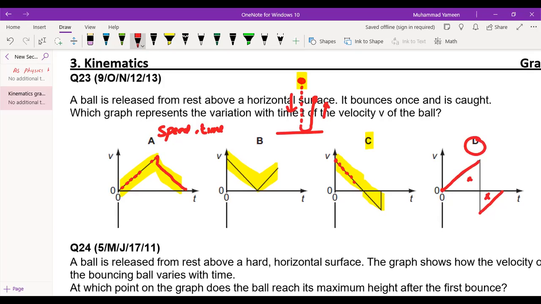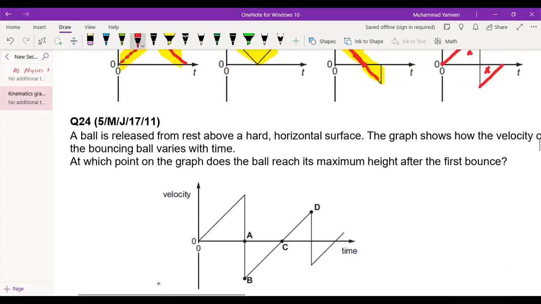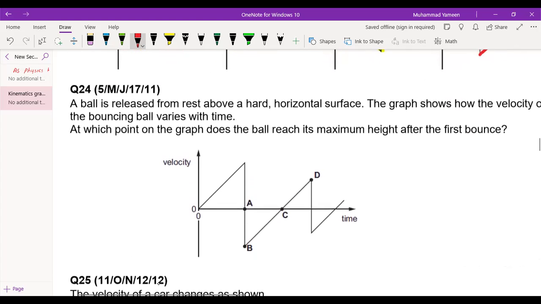Okay. And this graph will be when the object is thrown in the upward direction, then initial velocity will be maximum. No, it will be the speed-time graph. And this graph will be when the object is thrown in the upward direction, it moves upward, velocity decreases. Then at this point, it is at the top position, then it comes down. So over here D is the right choice.